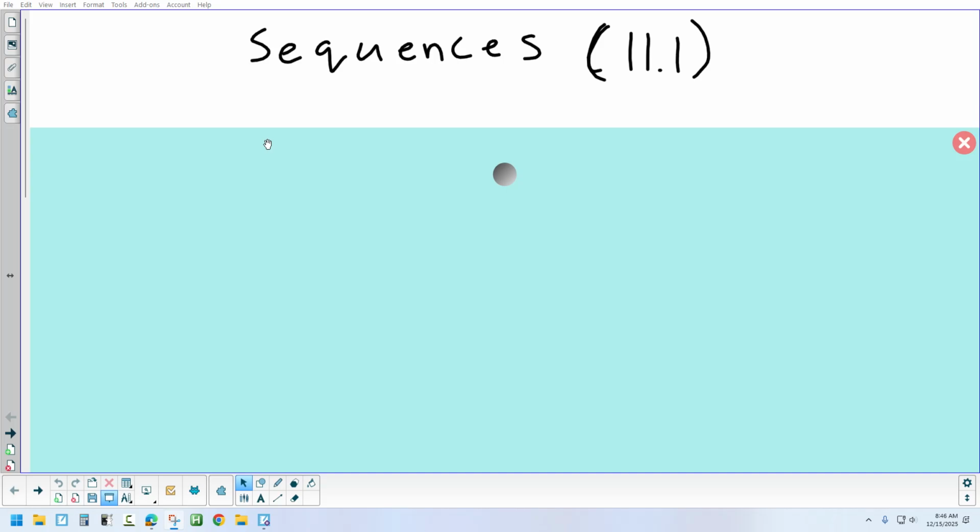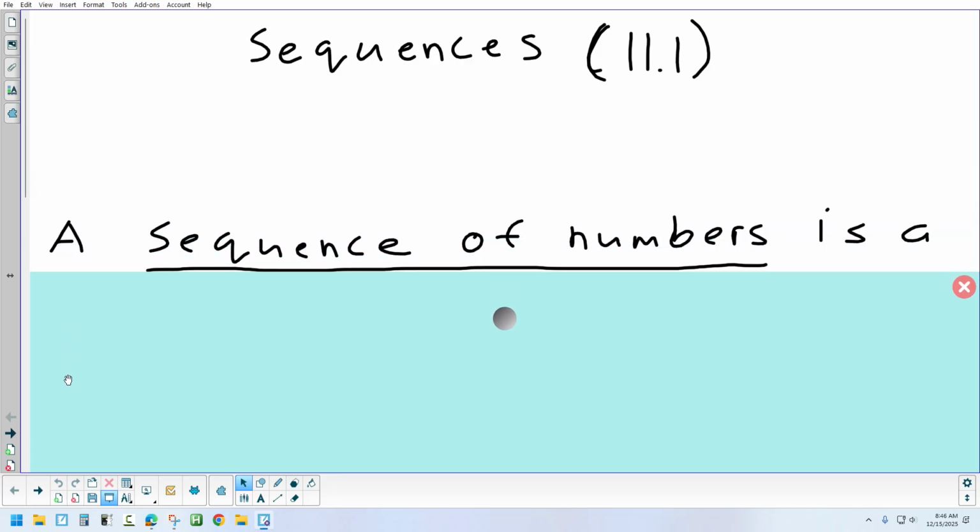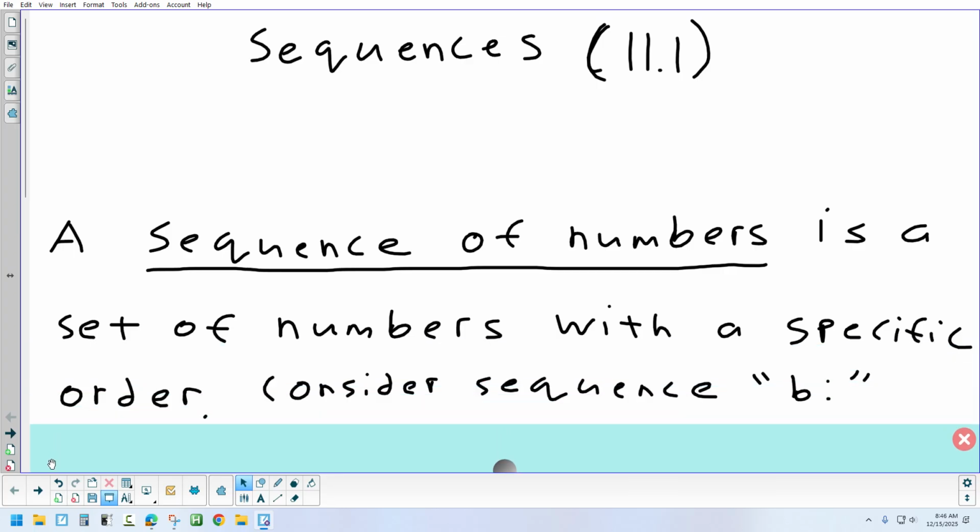Right, so we're going to take a look at our last chapter of material for this part of the class, which is chapter 11. There's several sections. We're not doing them all. We're just doing 11.1 and 11.2. Okay, so the first section is on what we call sequences.